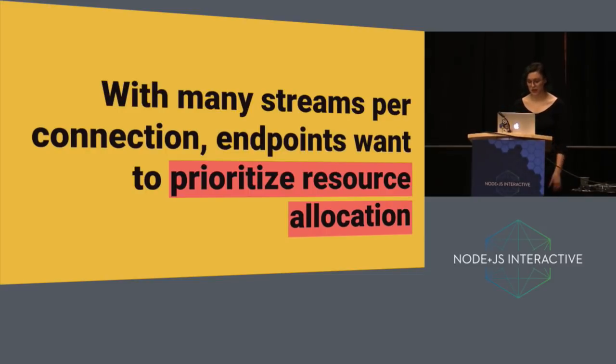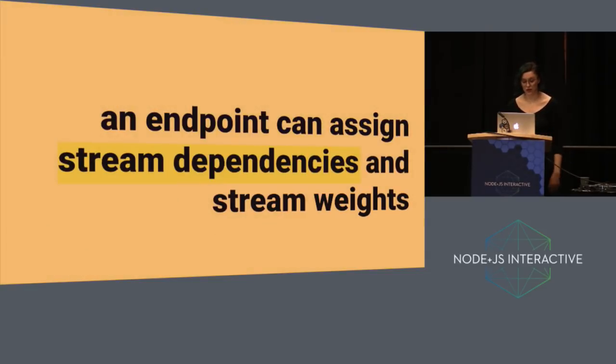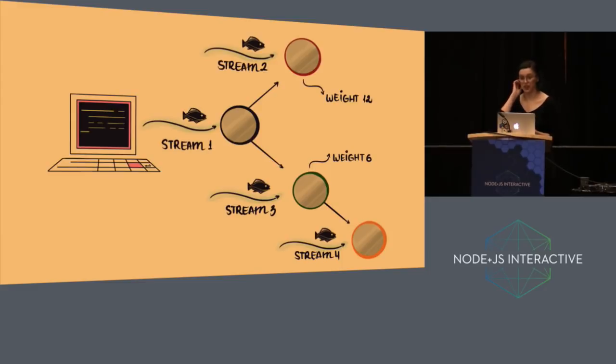Because you have many streams per connection, you might want to prioritize resource allocation based on the things you sent over. What you do is assign dependencies to each stream you send over, whether on the server or the client endpoints, and you can give them weights. Weights work in a way where you have several streams that a client sends over, and you can give different streams different weights. So if stream 2 has a weight of 12, it will be prioritized over stream 3, which only has a weight of 6. So if your data in stream 2 is way more important, it will be handled faster than stream 3.